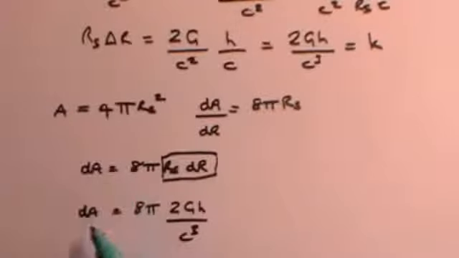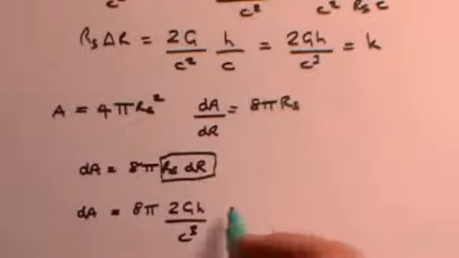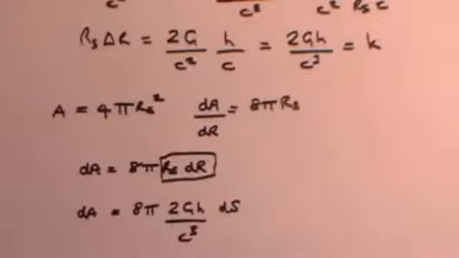And that, if you like, is saying that the area increases by an amount dA as a consequence of putting in one photon of energy, also one element of entropy, because we'll regard a photon as being the basic unit of entropy, and that is that formula. If you put in several units of entropy, several photons, then the increase in the surface area will be 8 pi 2gh over c cubed times dS, where dS is the amount of entropy.